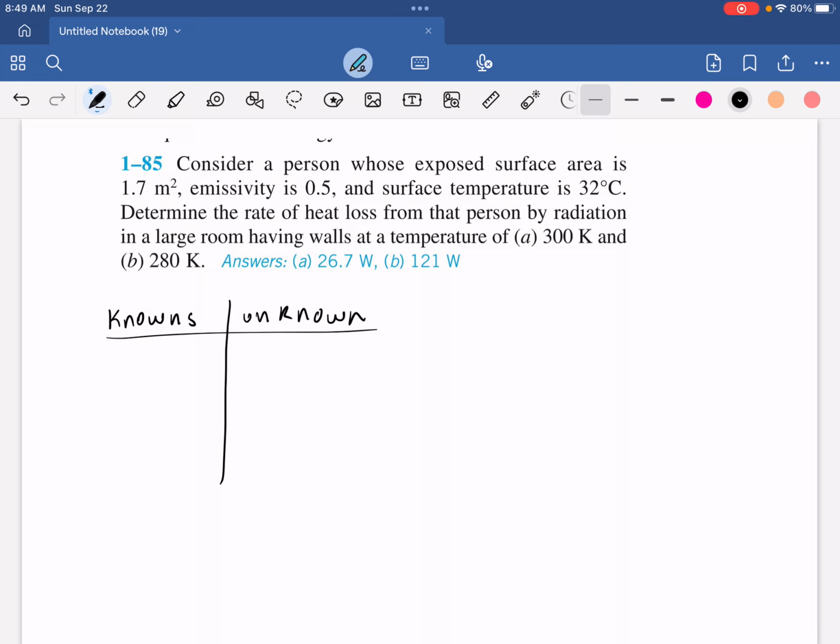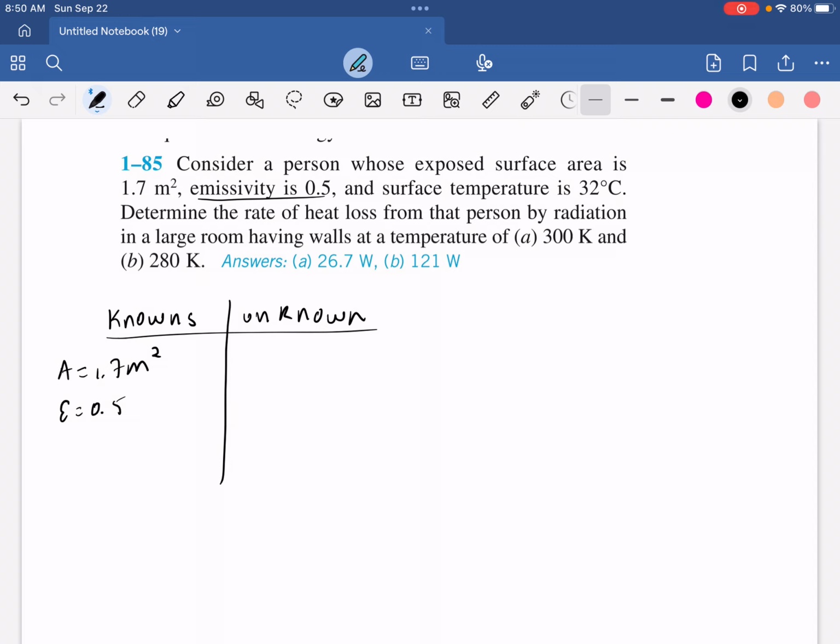I am given the area of this person. You guys can go ahead and read the problem. I'm gonna dive right into it. My area is 1.7 meters square. I'm also given emissivity, which is 0.5. No units. If you guys take a look, there's no units for that.